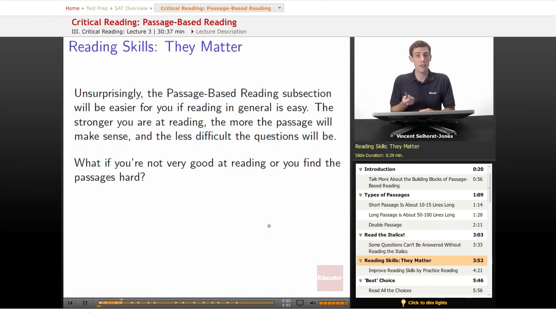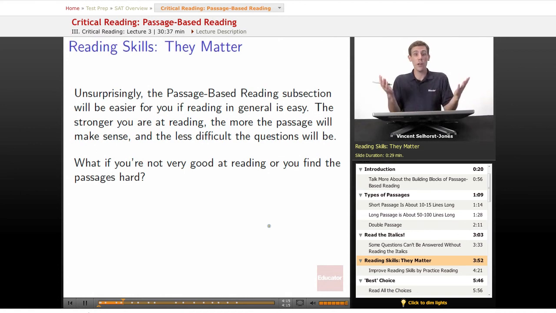All right, reading skills, no surprise here, they matter. Since you're on the passage-based reading section, it's absolutely no surprise that your ability to read is going to have a reasonable impact on your ability to answer these questions, right? The easier it is for you to read, the easier it is for you to make it through the section, the more the passage is going to make sense, and the less difficult the questions will be.